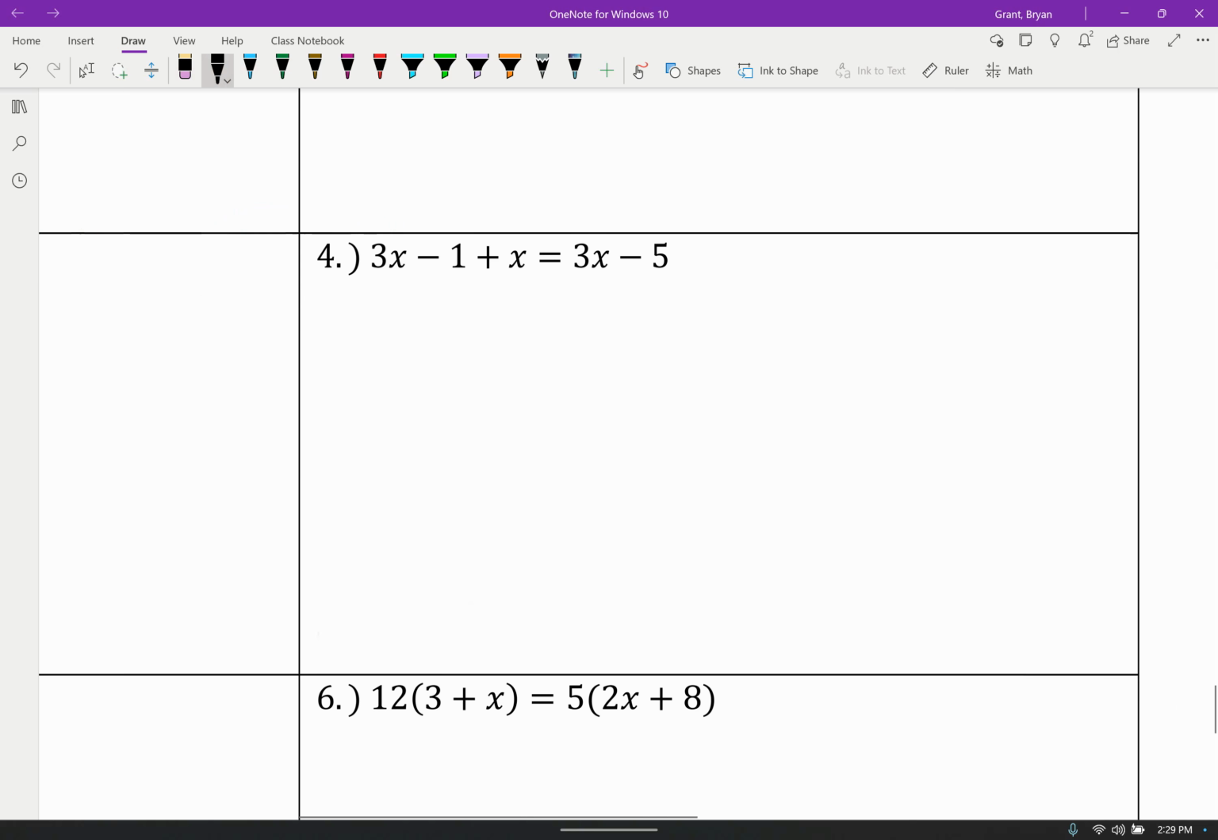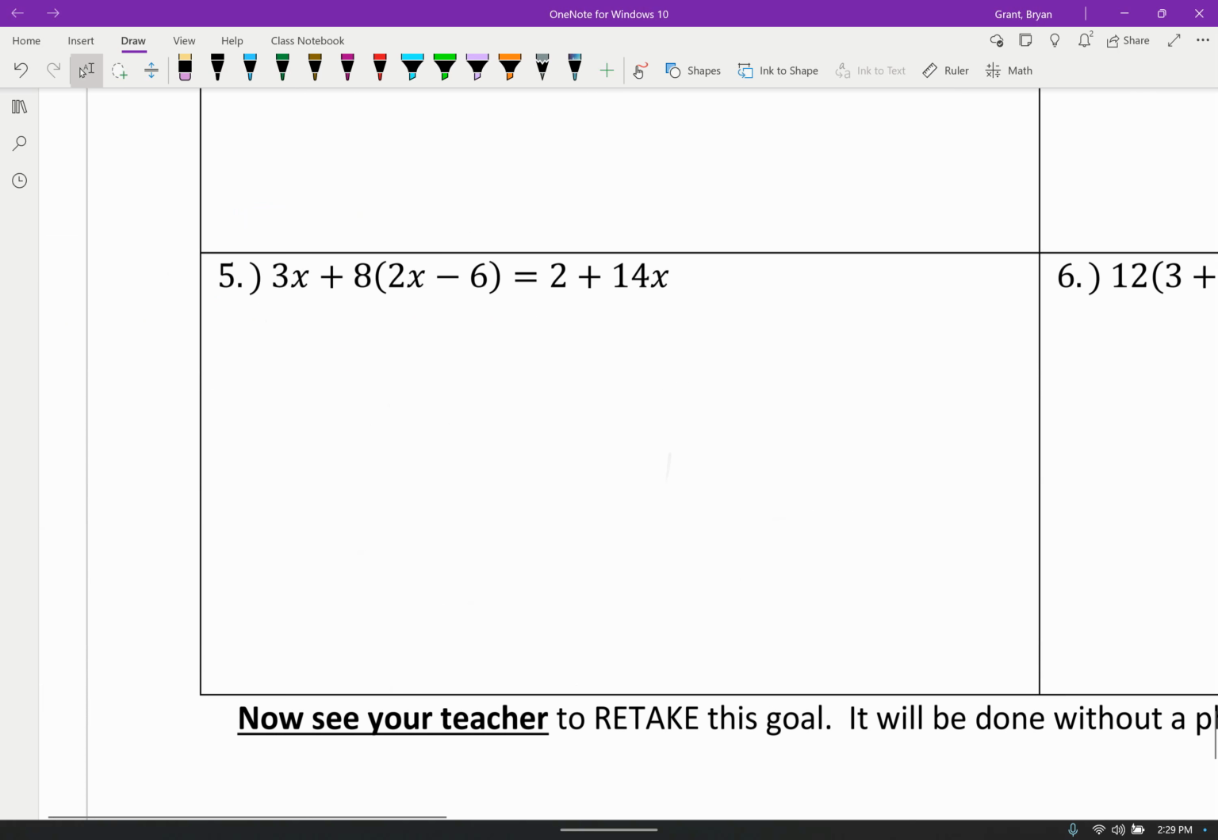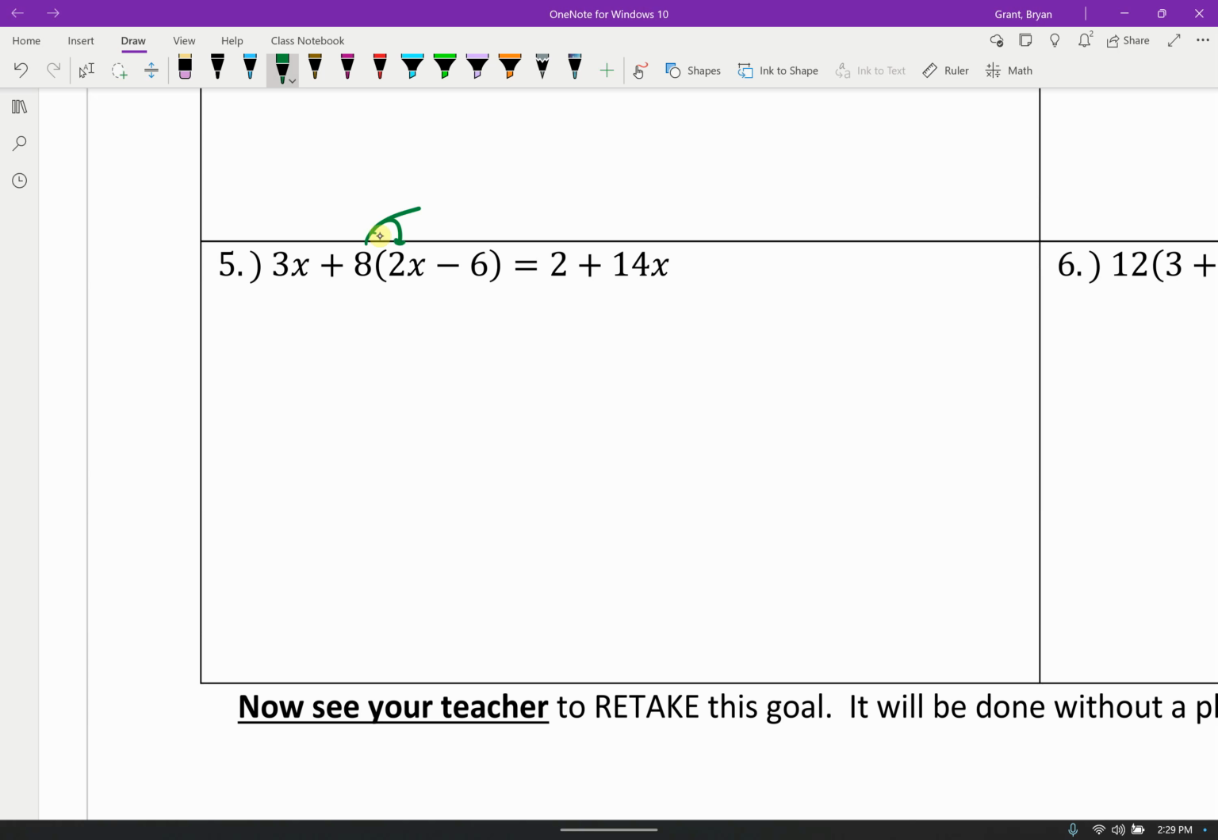Fourth one, no parentheses, that's exciting. Fifth one, one set of parentheses, they go pretty quickly though. Positive 8 times 2x is 16x. 8 times negative 6 is negative 48. Don't forget to bring down the rest though. 3x, it's a positive 16x, so we write it as a plus. And I'll put my x's first.